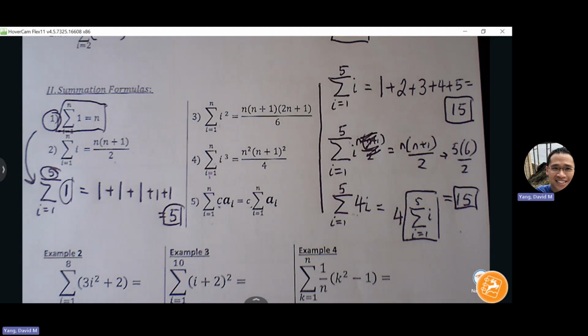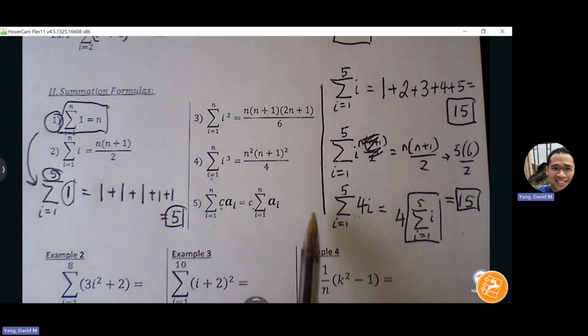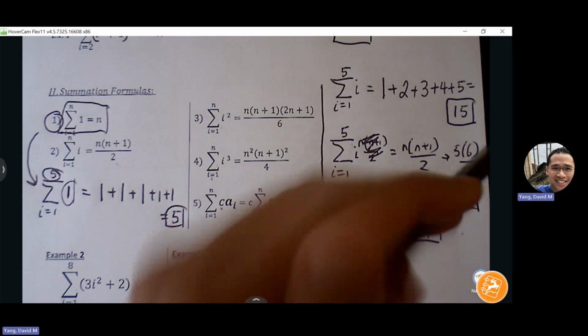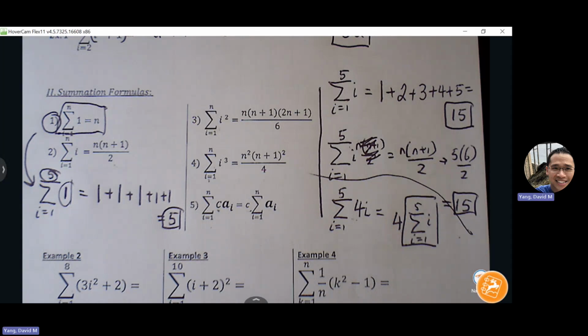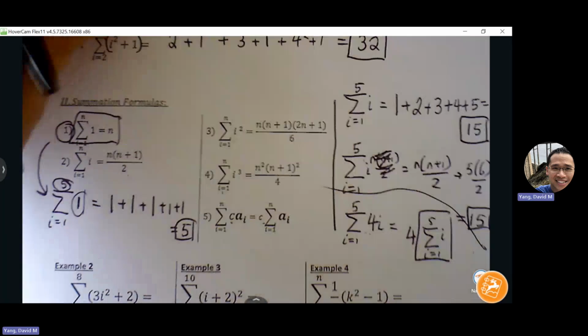Oh, I see you circled everything but the four still. Oh yeah, this is just for me to indicate that if I can figure out this piece first, I can get this number out. So I can get this to be 15, and 4 times 15 equals 60. It just allows me to separate my problem a little bit easier.